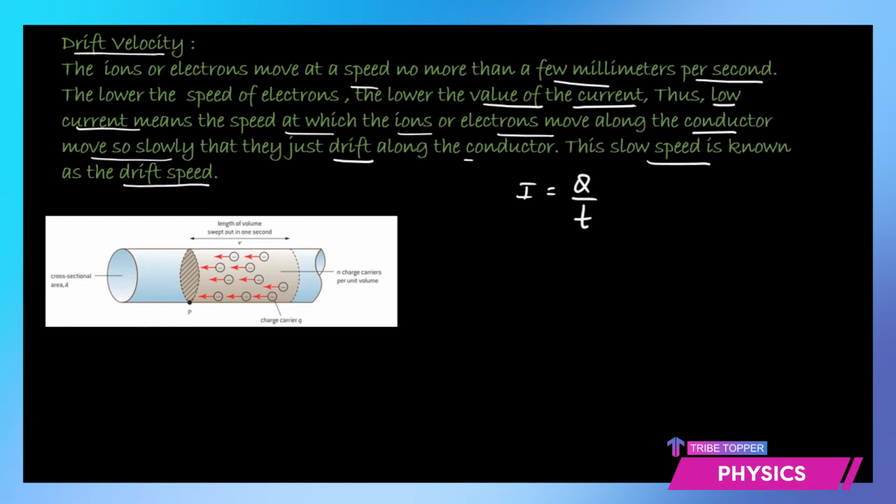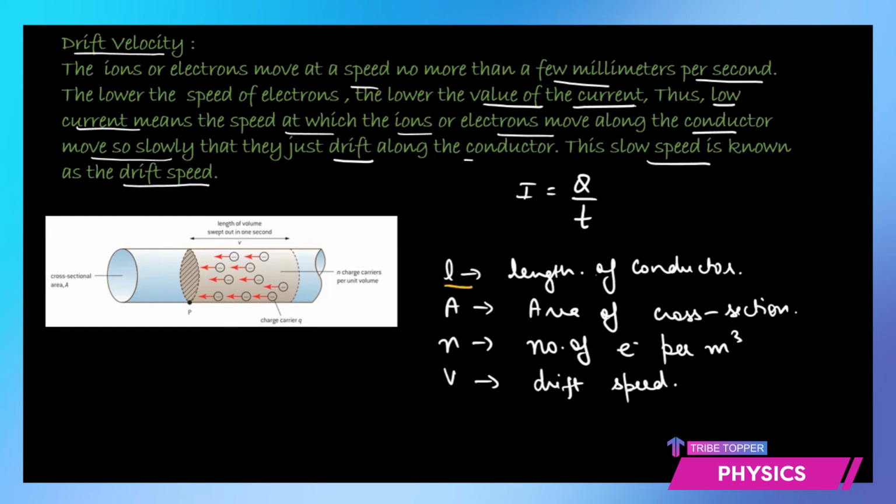Now we are going to derive a relation between the drift velocity and the current. Here we have a conductor whose length is L. I'll just write the parameters first, all the dimensions of this conductor. L is the length of the conductor, A is the area of cross section of this conductor, small n is the number of electrons per meter cube, and v is the drift speed of these electrons.